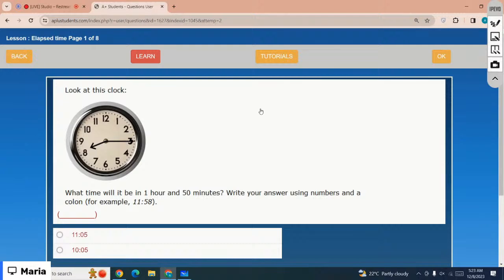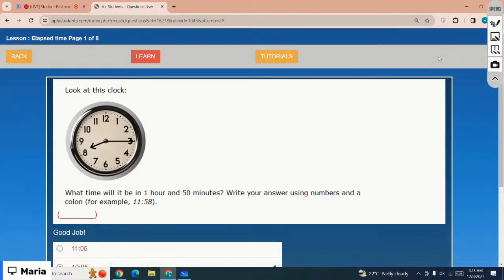1 hour means 8 plus 1, that is 9. But when you add 50 minutes, that would be 45 plus 5. So that means it will be 10:05, isn't it? The correct option is the second one. That would be 5 past 10, right? Option number 2 is the correct option.